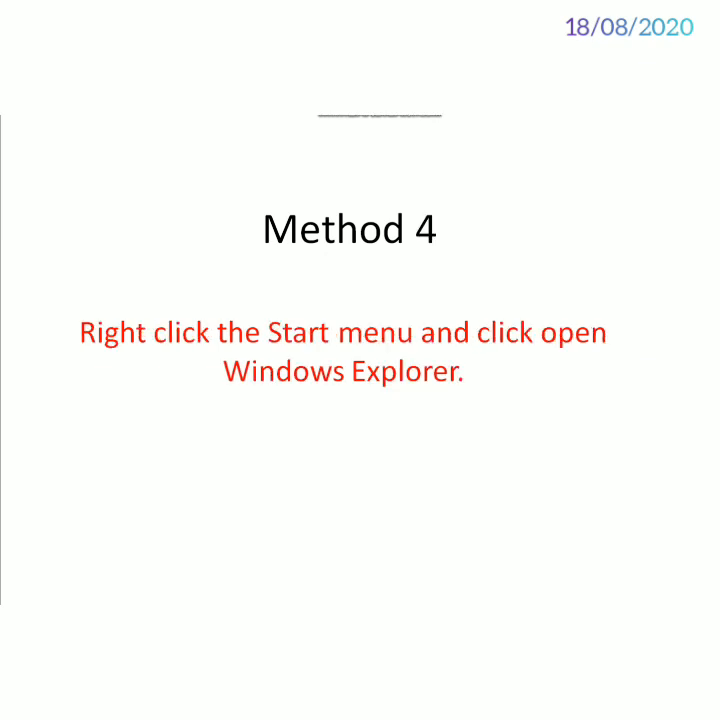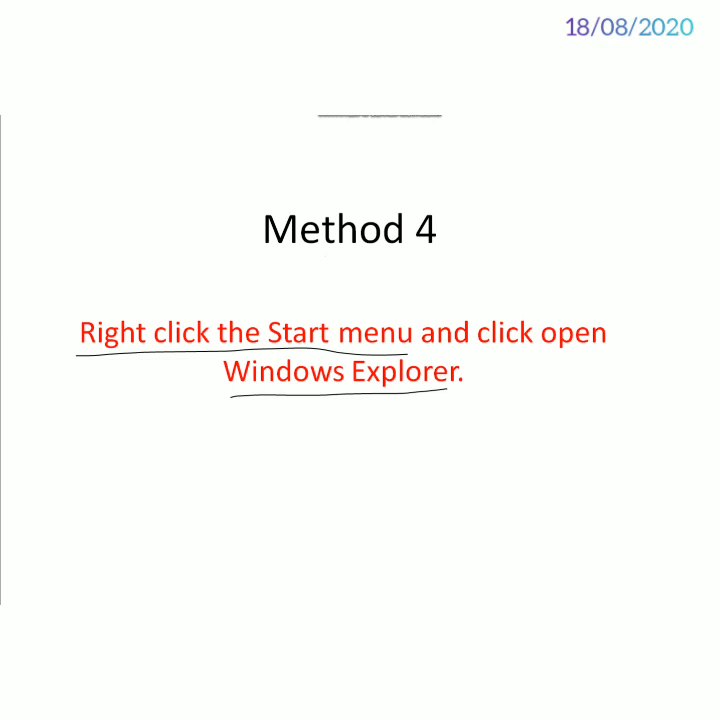In method number 4, you have to right click the start menu and then click Windows Explorer. Okay, again I'm repeating. You have to right click the start button or start menu and click open Windows Explorer. Alright, and you will be able to see that Windows Explorer opens for us to browse the content of the hard drive. Okay, all of you clear?